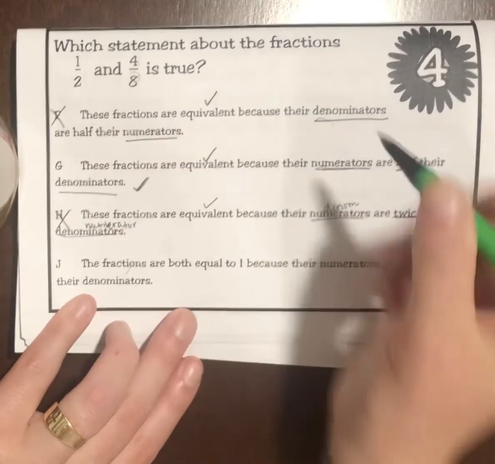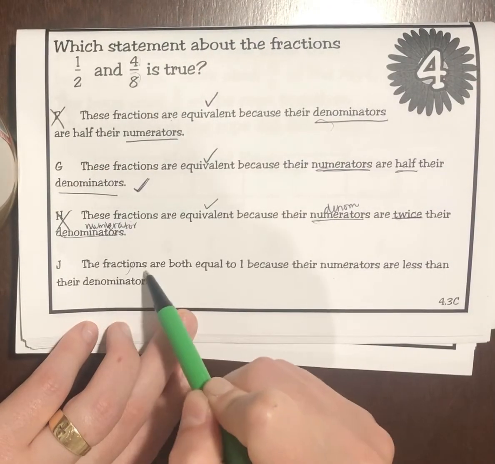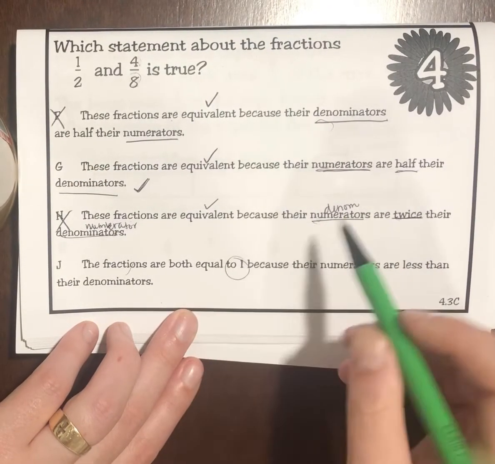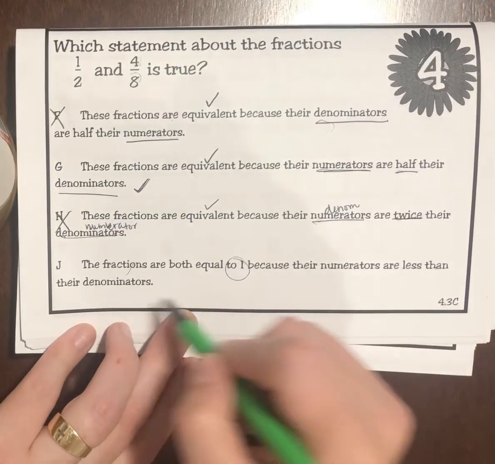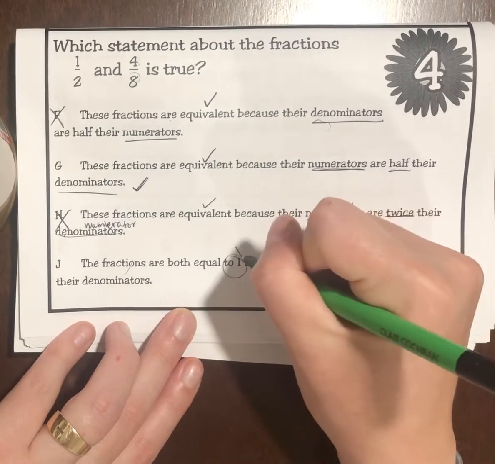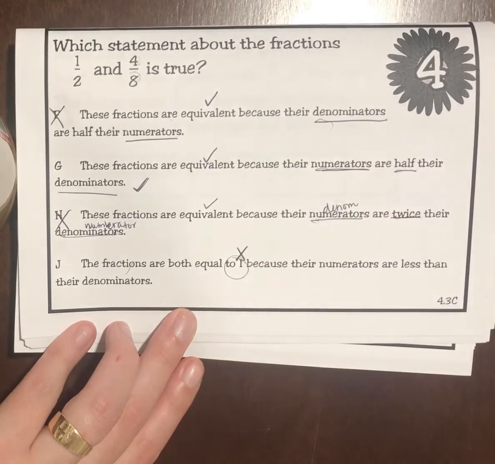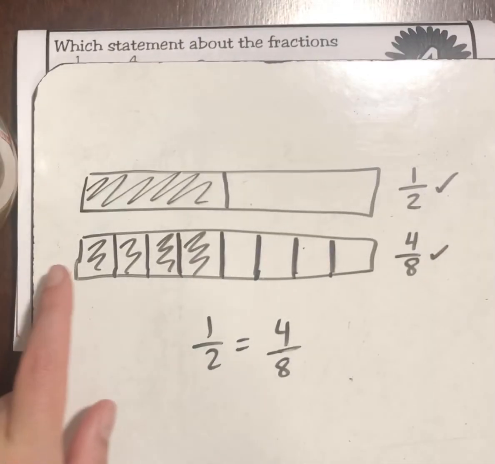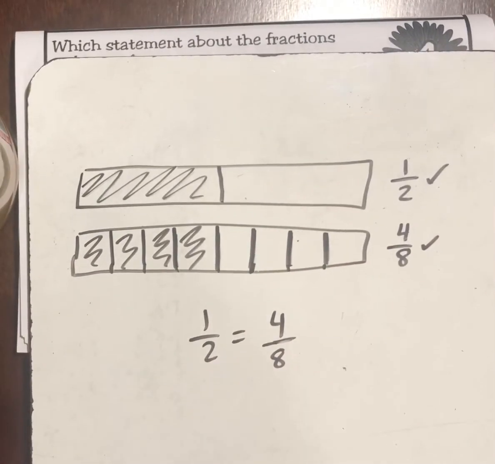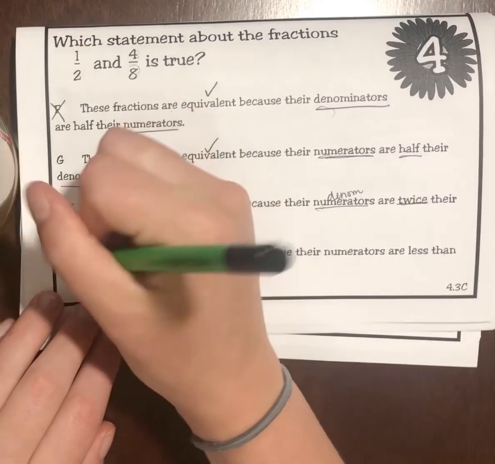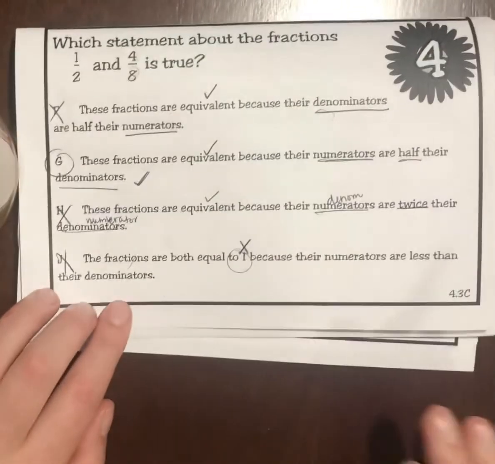That's not correct. J says the fractions are both equal to 1 because their numerators are less than their denominators. That can't be true because when we even drew out our picture, it's not equal to 1, it's equal to 1/2. So our answer is G. Very good.